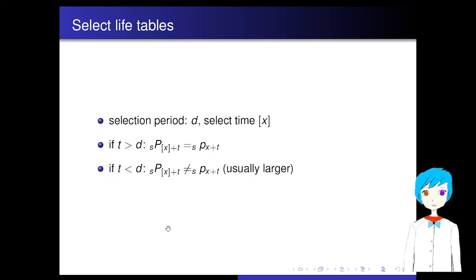But if t is smaller than D, then the probability of survival for the selected life is not equal to the general life. Usually, the probability of survival is greater for the selected life because they undergo the selection process.